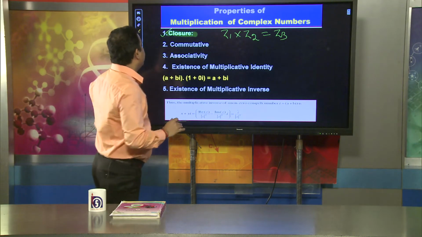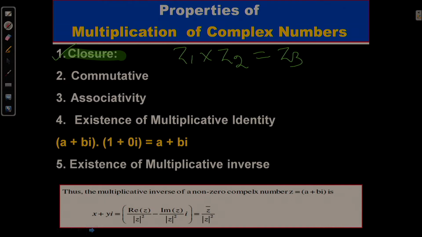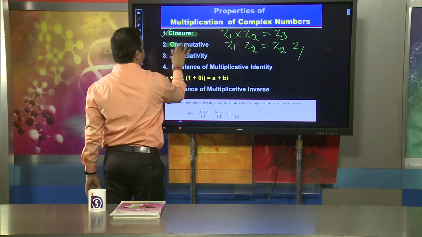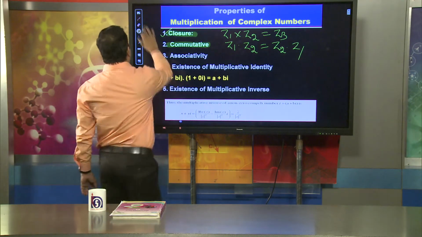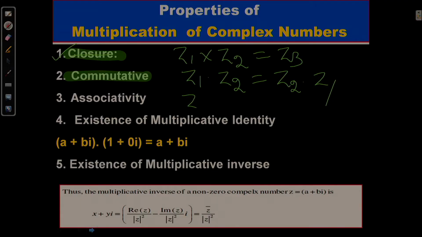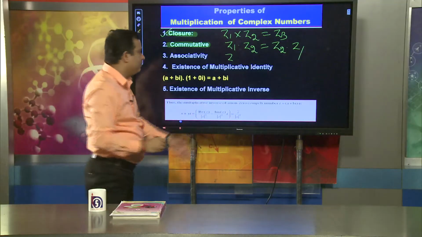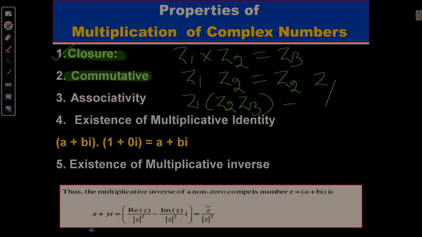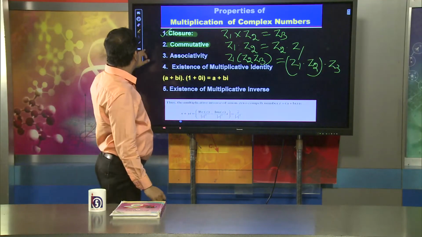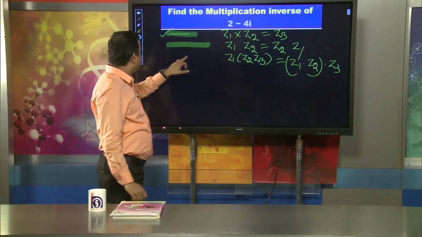Similarly, the commutative property is also very important. Z1 into Z2 equals Z2 into Z1, so the commutative property is also satisfied. The associative property is also satisfied by complex numbers in multiplication. That means Z1 multiplied with Z2 into Z3 equals Z1 multiplied with Z2, whole multiplied with Z3.